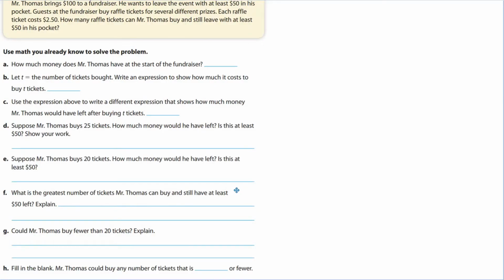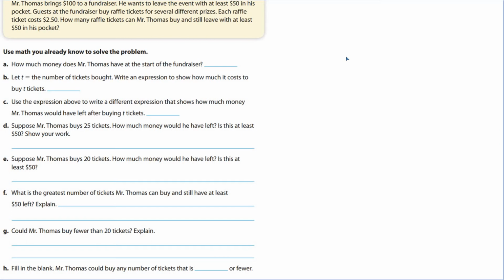These 7 questions here are going to help you answer that question. Use math you already know to solve the problem. Question A. How much money does Mr. Thomas have at the start of the fundraiser? Read the description or the question carefully, and all the information is there. Question B. Let T equal the number of tickets bought. Write an expression to show how much it costs to buy T tickets. Question C. Use the expression above to write a different expression that shows how much money Mr. Thomas would have left after buying T tickets.